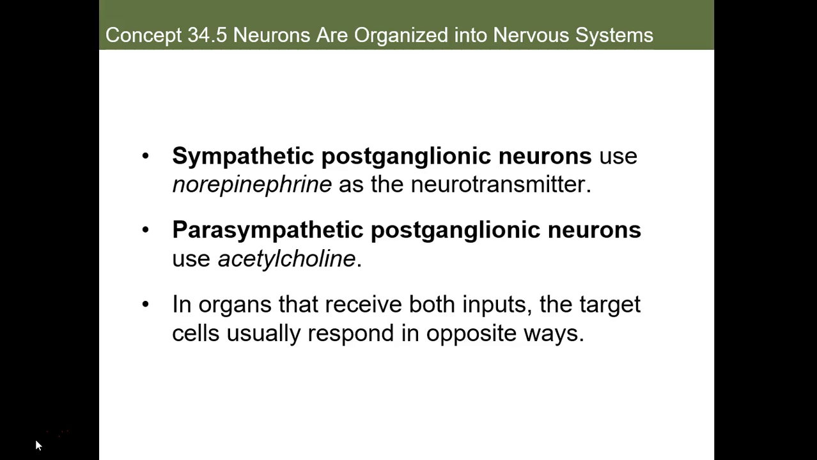Sympathetic postganglionic neurons use norepinephrine as a neurotransmitter. Norepinephrine raises blood pressure, dilates pupils, and stops digestion. The parasympathetic postganglionic neuron uses acetylcholine, which counteracts norepinephrine. In organs that receive both inputs, the target cells usually respond in opposite ways.